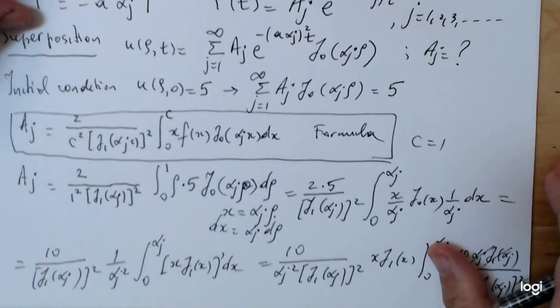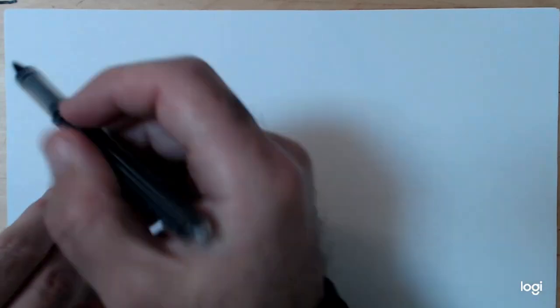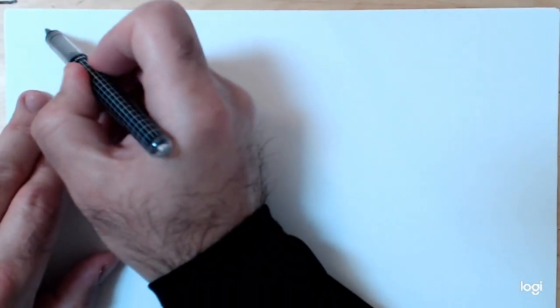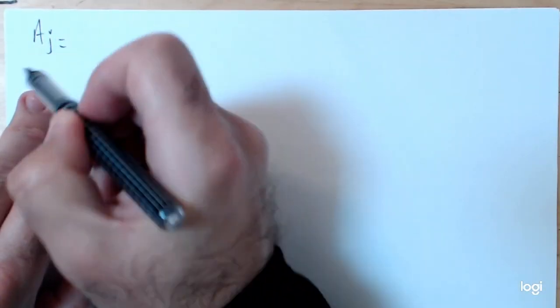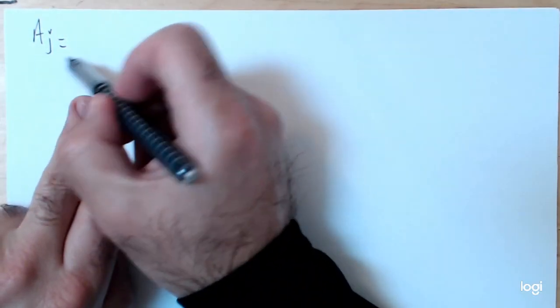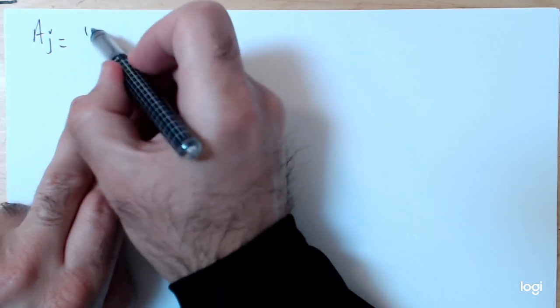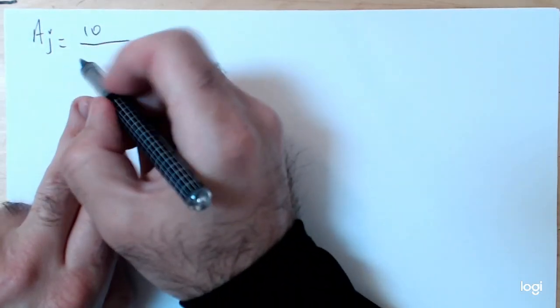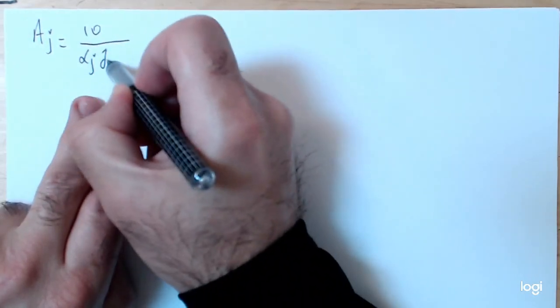So when everything is said and done, our AJ, our Fourier coefficient for this Bessel series, I'm trying to make this as neat as possible, which is not that neat, but within the limitations. So the final answer for AJ is equal to 10 over alpha j, j1 of alpha j.